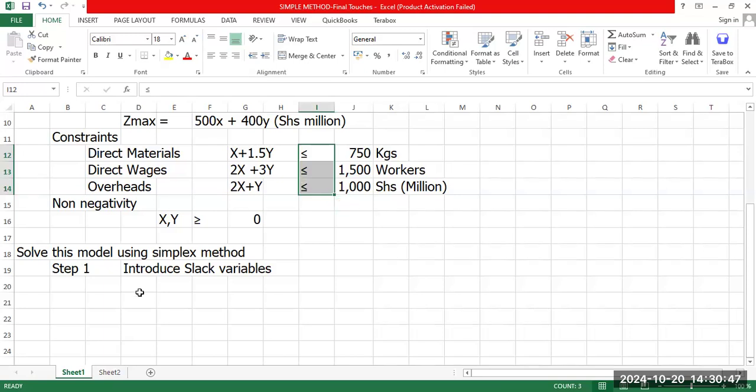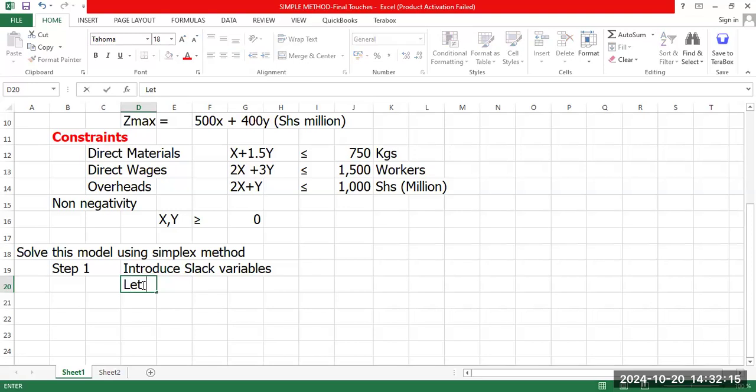Okay. So how many slack variables are you going to introduce, Corey? If you have 3 constraints, it means that you're going to introduce 3 slack variables. If you have 4 constraints, you introduce 4 slack variables. If you have 2 constraints, you introduce only 2 slack variables. So here you're going to only introduce 3 slack variables.